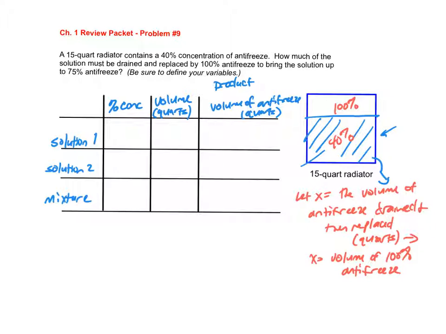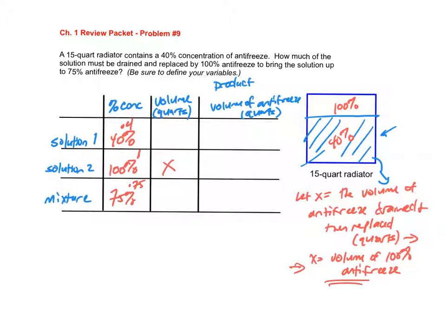So let's fill in what we know. What do we know about percent concentrate? Solution 1, let's say that's what's originally in the radiator, has a concentration of 40%. Solution 2 is 100%, and for the mixture, we want that to be 75%. So these will be 0.4 and 0.75 when we multiply. For the volume, we defined the volume of solution 2 as being x. That's what we said was the amount that we drained and then replaced.